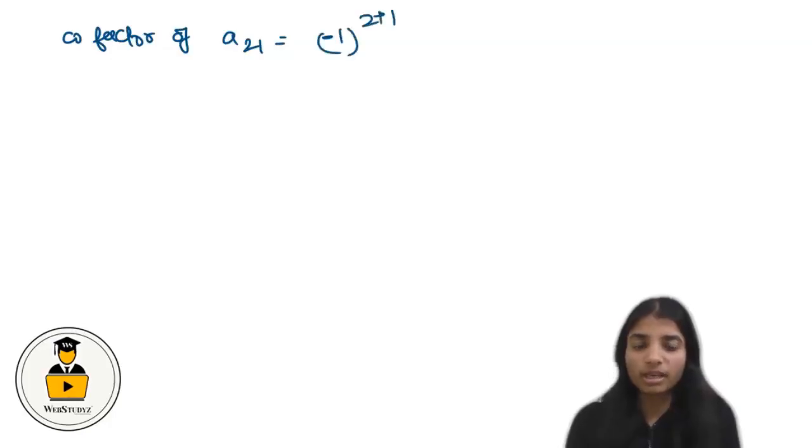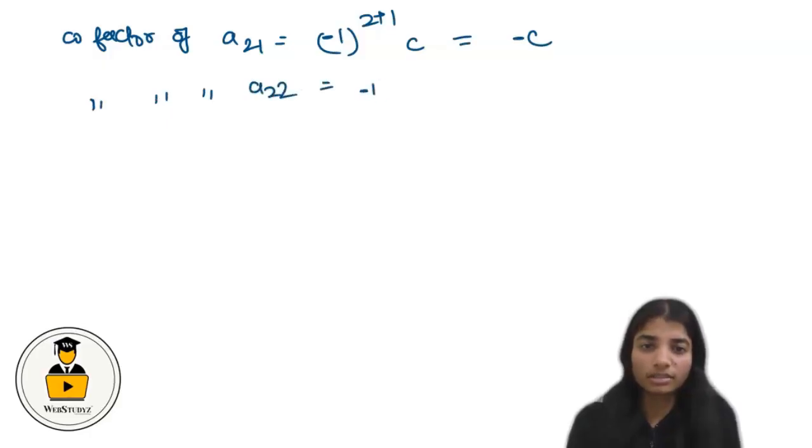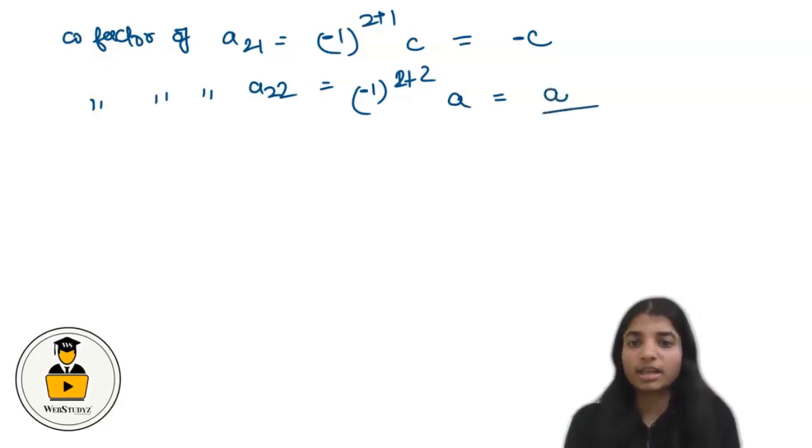In the same way, the cofactor of A21 is equal to minus 1 raised to the power 2 plus 1 multiplied by its minor, that is c. So minus 1 raised to the power 3 is minus 1, and minus 1 multiplied by c is minus c. In the same way, the cofactor of A22 is equal to minus 1 raised to the power 2 plus 2 multiplied by its minor, that is a. So minus 1 raised to the power 4 is plus 1, multiplied by a is a. So this is the answer to the given question.